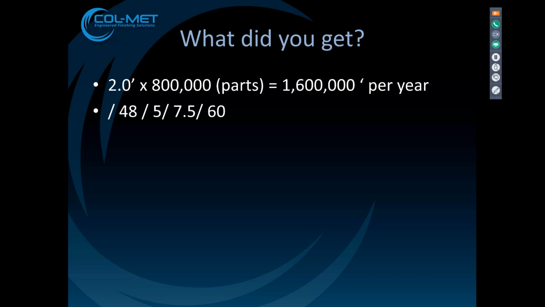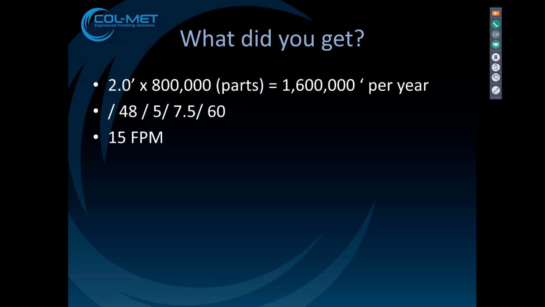So as we do the math, if we take 1.6 million feet per year and divide that by the 48 weeks that this customer works per year, that equals 33,333 feet per week. If we take 33,333 feet per week and divide that by 5 days per week, we get 6,667 feet per day.